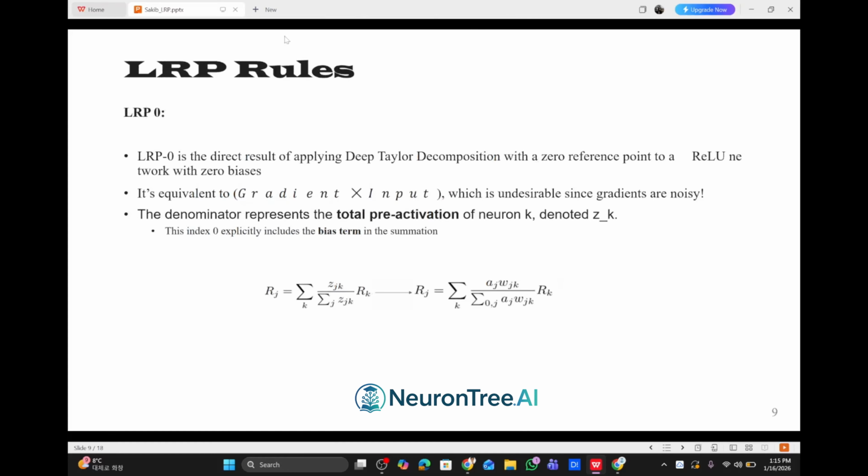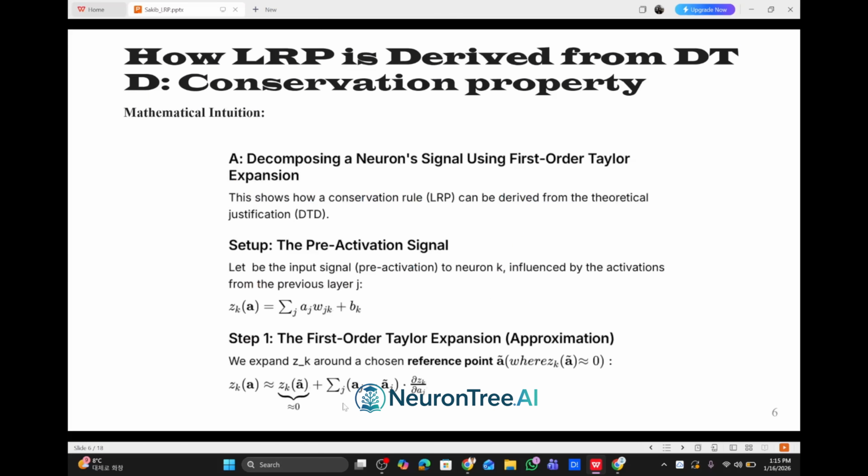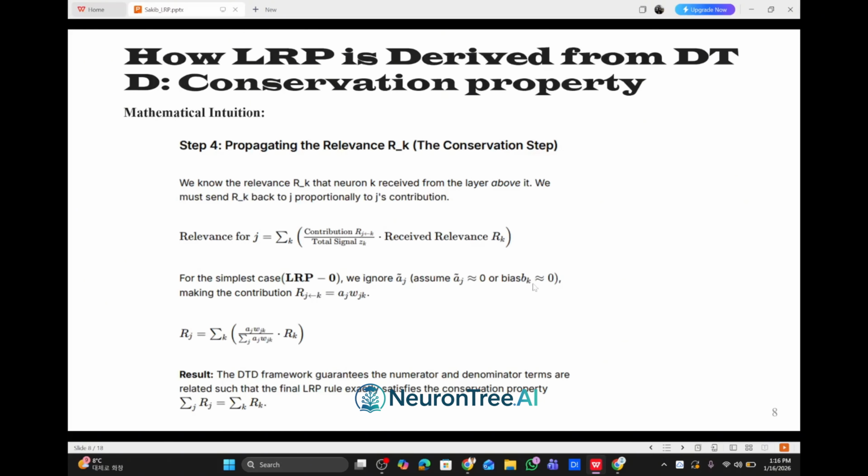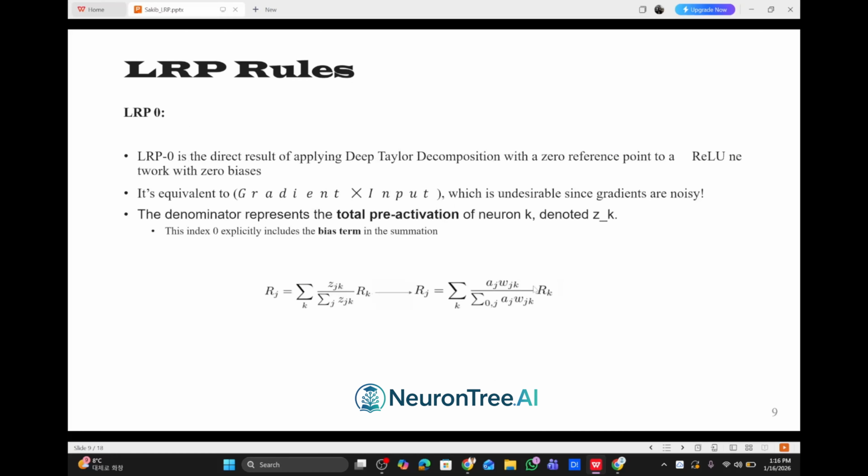Now let me talk about some LRP rules. As we already saw, for the LRP zero rule we get something like this, and if we extend this equation, we can write it down like this: zjk means aj wjk, as we saw in this slide. And here this 0 includes the bias term, and as we know, for the LRP zero rule we are assuming bias bk is equal to 0 and a tilde is equal to 0. So we get something like this.